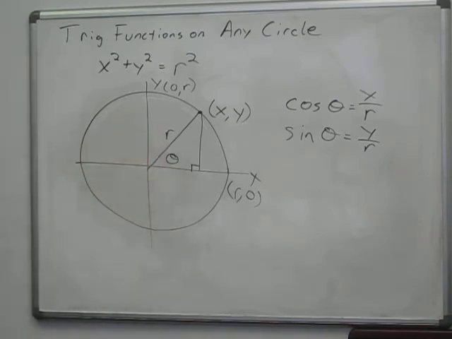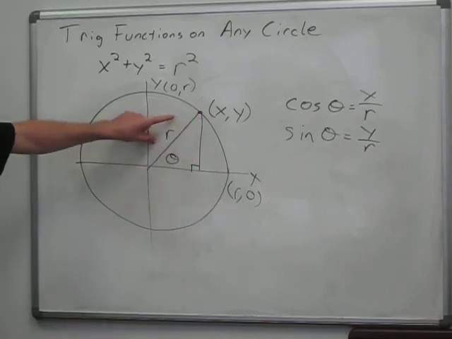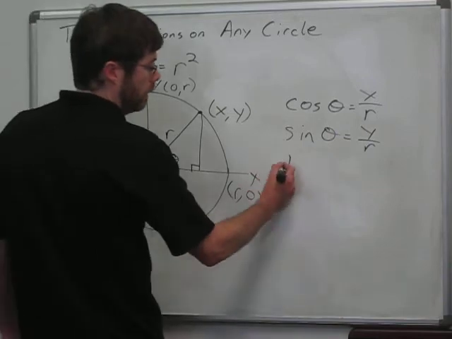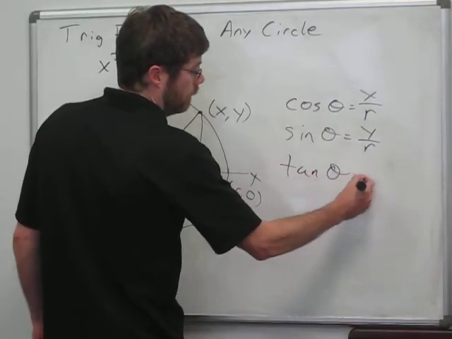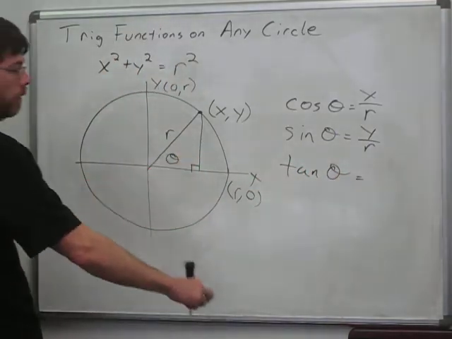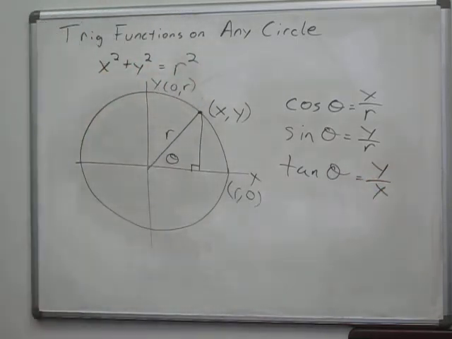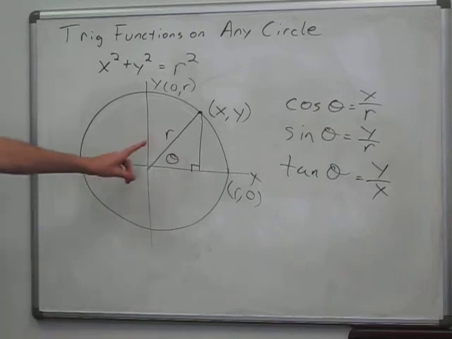So sine of theta is going to be the opposite over r. So y, my y coordinate over r. Tangent of theta is still y over x. That ratio is going to be the same because it's going to be a similar triangle to a unit circle.